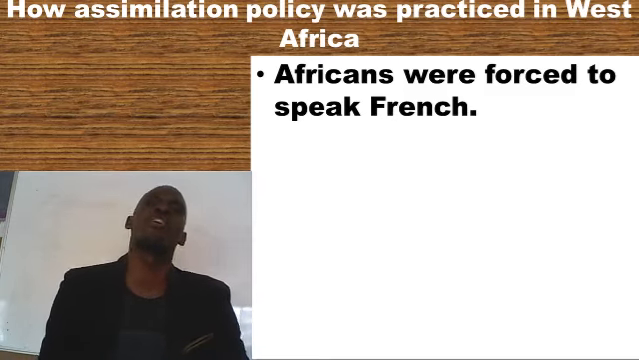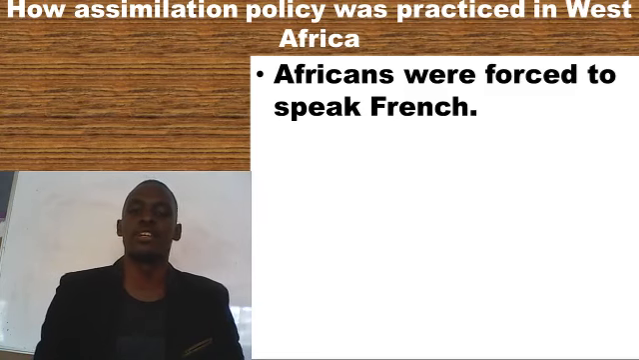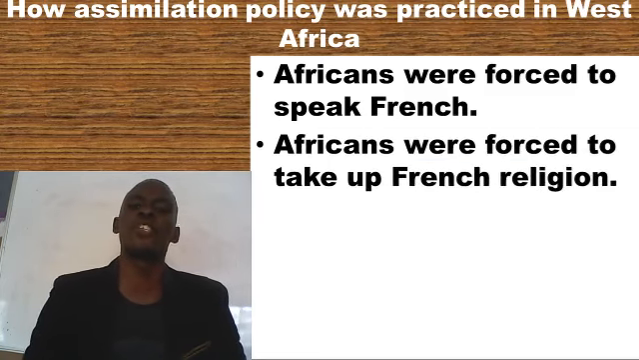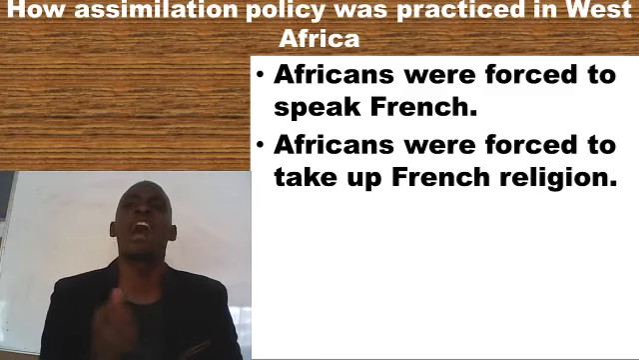How else was assimilation policy practiced or implemented? Two, Africans were forced to take up French religion. Remember, you should recall that before the coming of French colonial masters to West Africa, Africans believed in African traditional religion. African traditional religion was the very first religion in Africa, even before the coming of foreigners. But then, when the French came, they forced Africans to take up foreign languages, French religion. We Africans over there were forced to worship in the French system or in a French style.